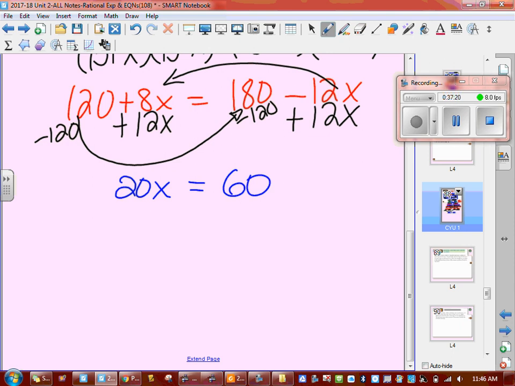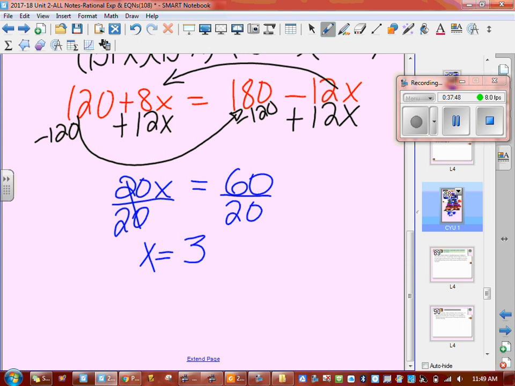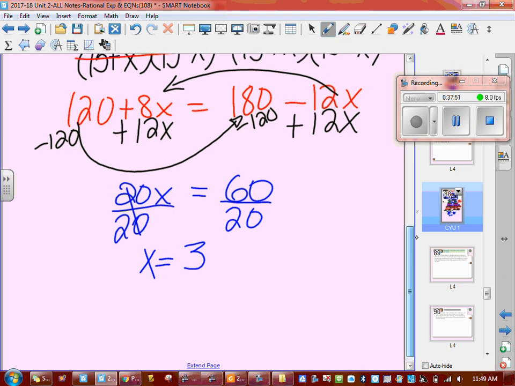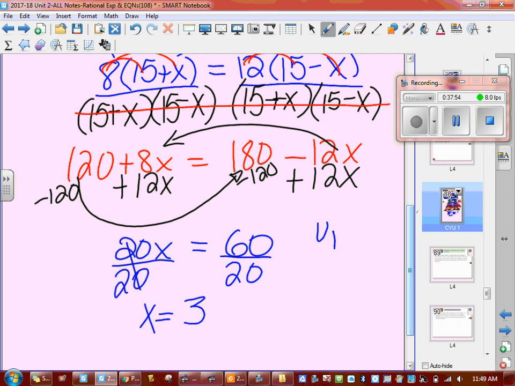After our little interlude, we are now going to finish our question. Divide by 20. Dividing by 20 on both sides, we get x equals 3. So that means the current is 3 kilometers an hour. So upstream is 15 minus 3, which is 12 kilometers an hour, and downstream is 18 kilometers an hour. Okay, this concludes our first two types of solving equations.